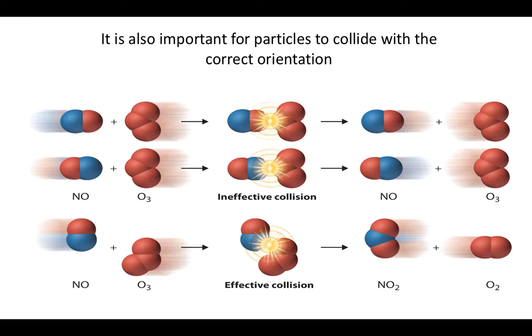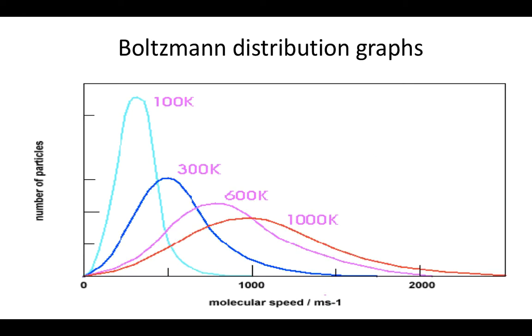and they need to happen with the correct orientation. So, how does that connect to our catalyst and our Boltzmann distribution graph, which is what we're first looking at here? A Boltzmann distribution graph just shows how the speed, the kinetic energy of particles changes as temperature changes. So as you increase the temperature, the number of particles with higher kinetic energy increases.